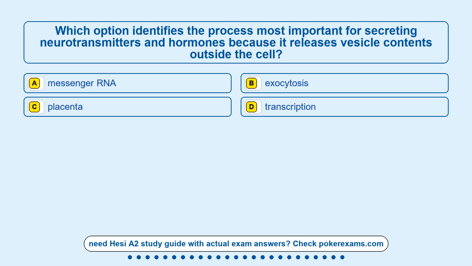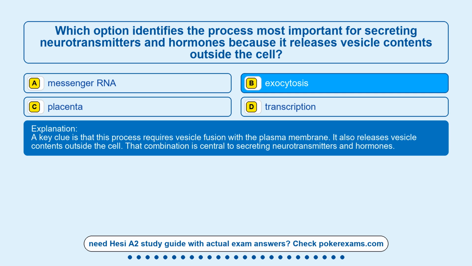Question 2. Which option identifies the process most important for secreting neurotransmitters and hormones because it releases vesicle contents outside the cell? Option A, messenger RNA. Option B, exocytosis. Option C, placenta. Option D, transcription. The correct answer is option B, exocytosis.